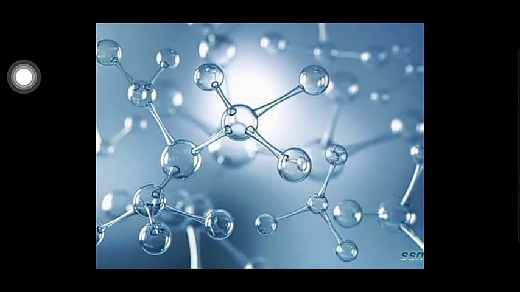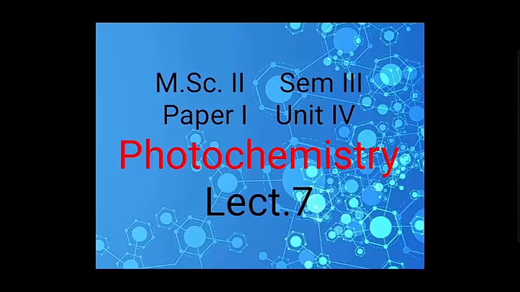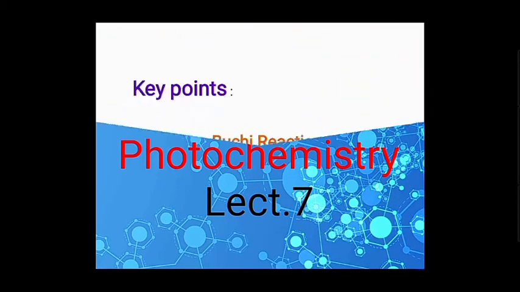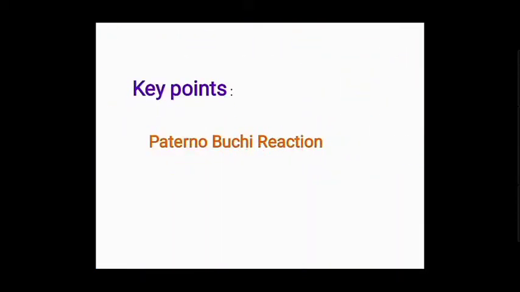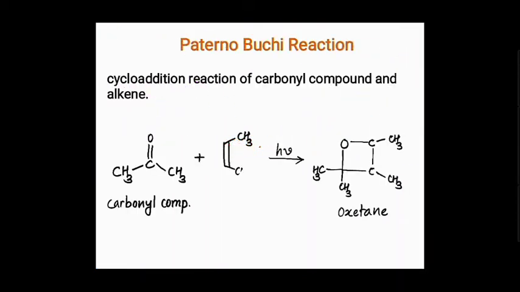Hello friends, we are going to start our 7th lecture of photochemistry, and in this lecture we are going to see the Paterno-Buchi reaction. Let's see. In the case of the Paterno-Buchi reaction, it is a cycloaddition reaction of a carbonyl compound and an alkene. More correctly, I will say it is a cycloaddition reaction of an excited carbonyl compound and an alkene.